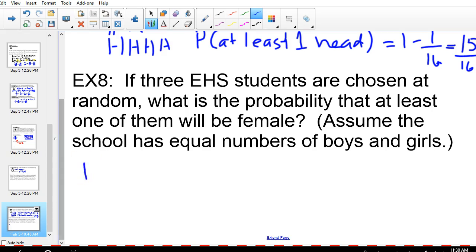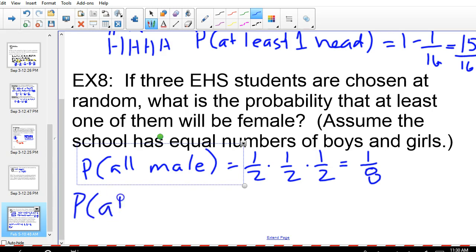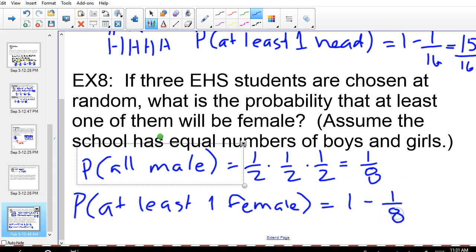And the probability of all male would be: you've got a 1 out of 2 chance for the first one, 1 out of 2 chance for the second one, and a 1 out of 2 chance for the third. So it'd be a 1/8 chance. So your probability of at least one female would be 1 minus 1/8, which will give you 7/8. So if you see that at least one of something, a lot of times you're going to use this complement for it. It's too hard to figure out the other way.